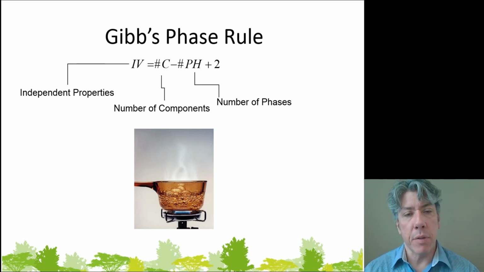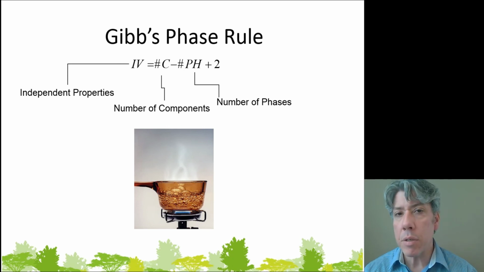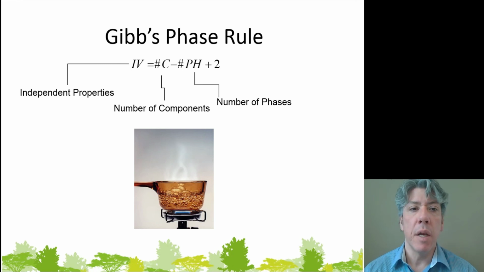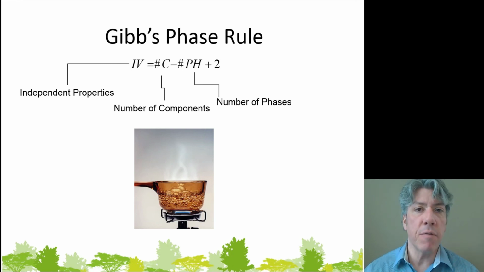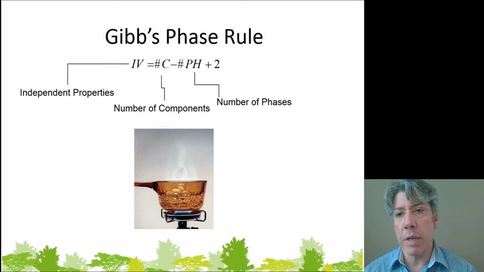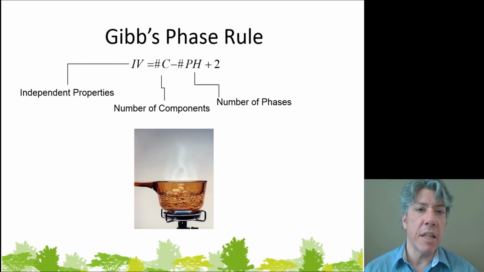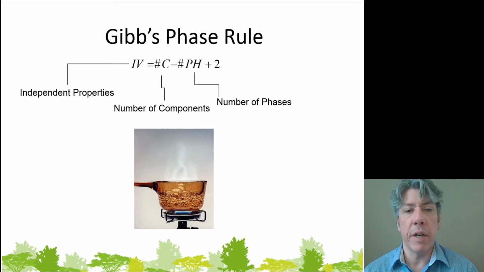How many phases are present? Well, when boiling occurs, there are two phases. There is steam, and then there's liquid, right? So there's gas and liquid. So that's two phases. One component minus two phases, right, gives us -1, plus 2 is +1. So there's only one thing we can specify. And you might say, well, that doesn't make sense because, how do we specify anything? The water has to boil at 212 degrees Fahrenheit.